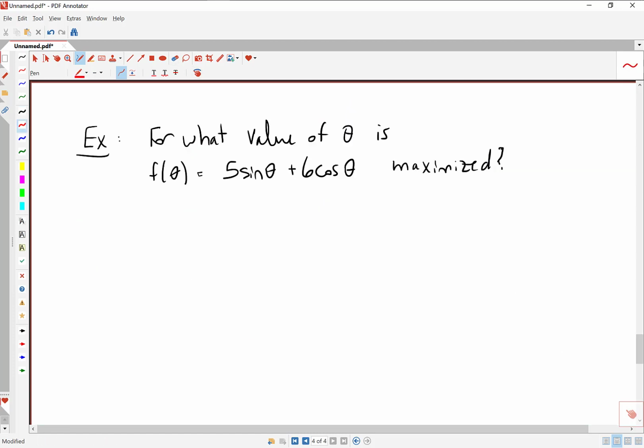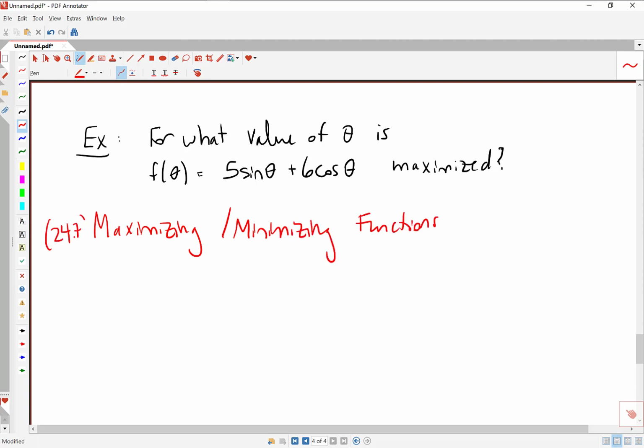So for our next problem, we want to figure out for what value of theta the function 5 sine theta plus 6 cos theta is maximized. This is a type of problem that we would have thought about in our section on maximizing or minimizing functions, and we saw that in section 24.7, just in case you're interested in referring back to that.